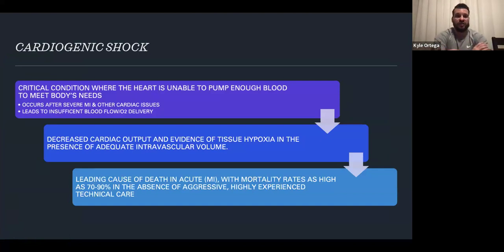So what is cardiogenic shock? It's a critical condition where the heart is unable to pump enough blood to meet the body's needs. It occurs after a severe heart attack and other cardiac issues, and leads to insufficient blood flow and oxygen delivery. So, decreased cardiac output and evidence of tissue hypoxia in the presence of adequate intravascular volume, to distinguish between cardiogenic and hypovolemic shock. It's the leading cause of death in acute heart attacks, with mortality rates as high as 70 to 90% in the absence of aggressive, highly experienced technical care.